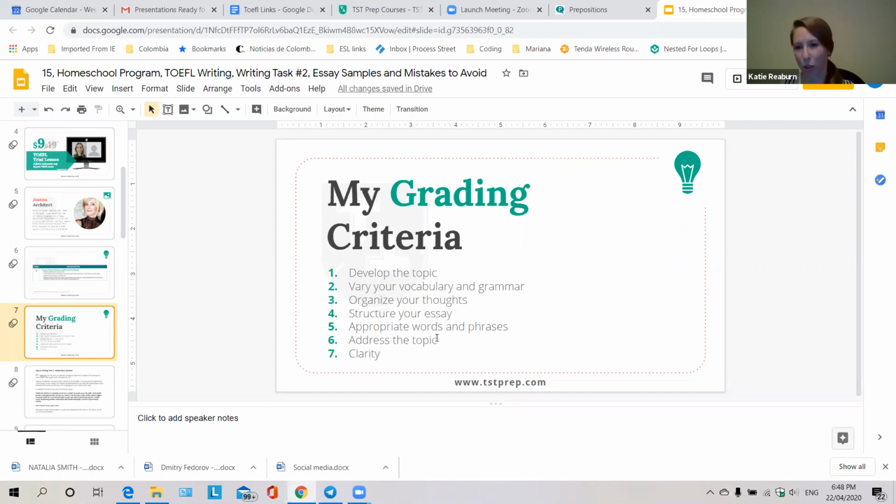We, of course, need to address the topic and clarity. Clarity is so important, again, with being easy to read. If it's not clear for the examiner, that means they're going to get stuck on something, have to go back, wondering what you mean by that word, that sentence is not a good sign.